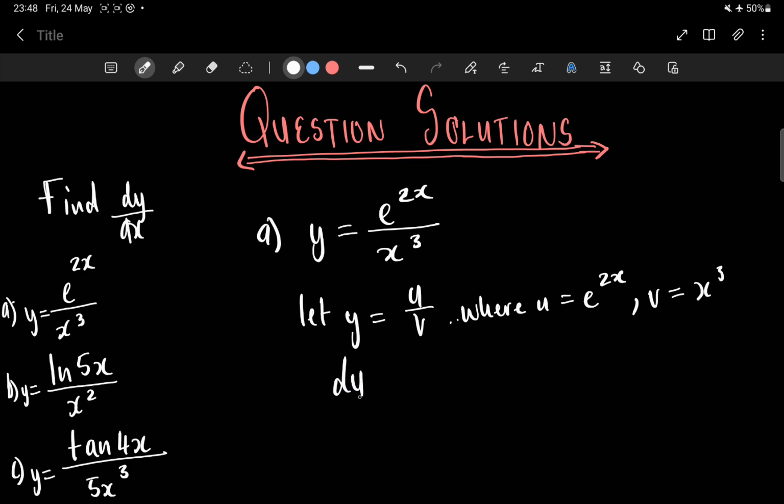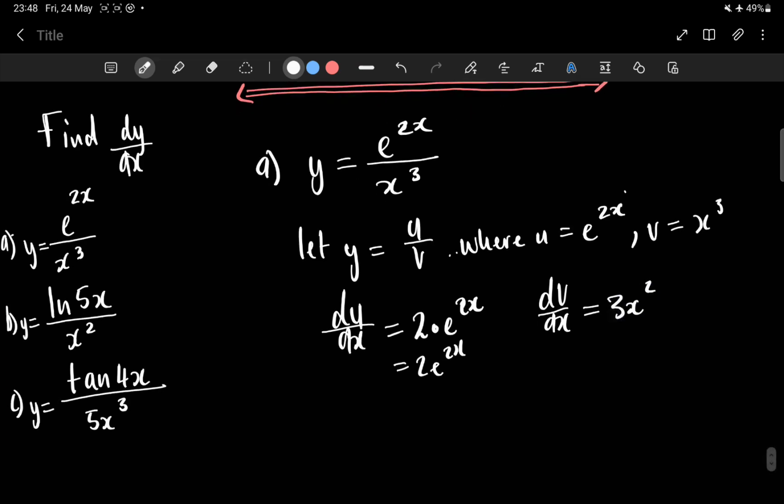So there we go. We can now find first du dx. It'll be equal to the derivative of e to the 2x. What is it? You differentiate 2x, you get 2, times you bring it as it is, e to the 2x, which is just 2e to the 2x. Then I can find dv dx. You bring down the power 3, reduce it by 1, x to the 2.